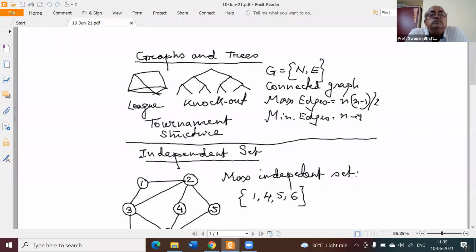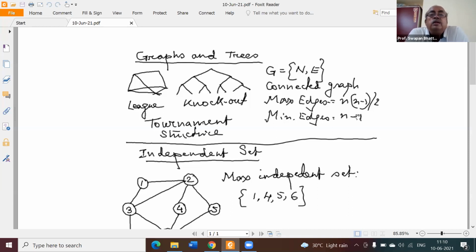If there is at least one path from, okay, we know that there are nodes and edges, and a sequence of edges makes one path. If there is connectivity, or at least one path, from any node to any other node, then the graph is known as a connected graph.